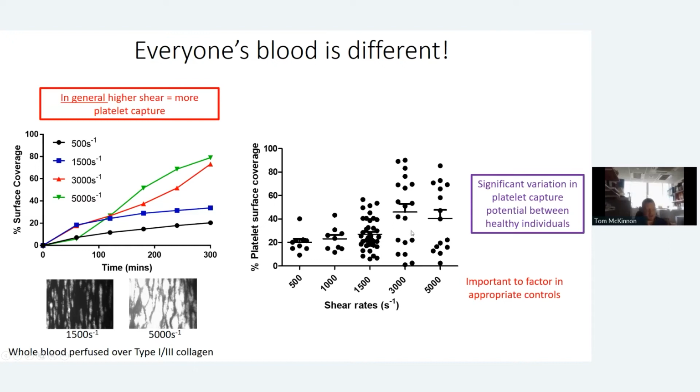What's also interesting to note is that at the higher shear rates, so beginning to get to the point where blood flow isn't normal, some people seem very protected against thrombus formation at high shear rates, whereas other people seem to have very strong thrombus forming at high shear rates. So there's a real, significant variation in platelet capture between individual donors, and these are very important factors to consider when you're planning experiments like this.